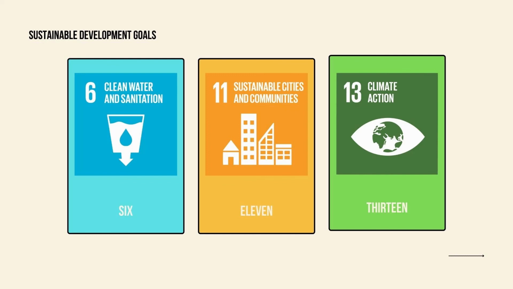In addition to the engineering design process, the engineer also took into account the Sustainable Development Goals set by the United Nations, in particular Sustainable Development Goal 6, Sustainable Development Goal 11, and Sustainable Development Goal 13, which all tie directly to the problem of trash being thrown into the river.